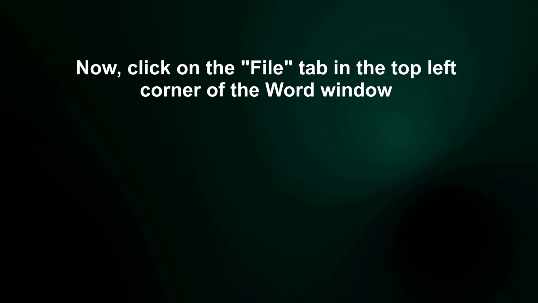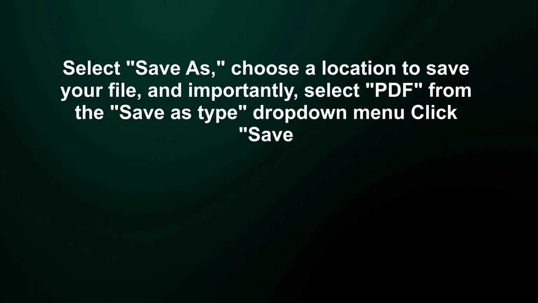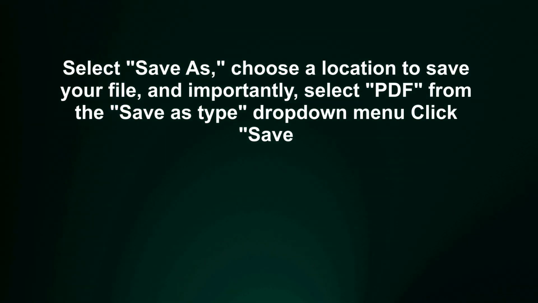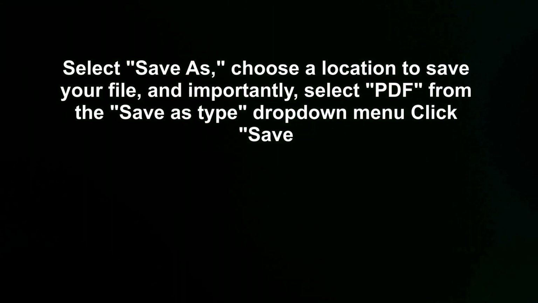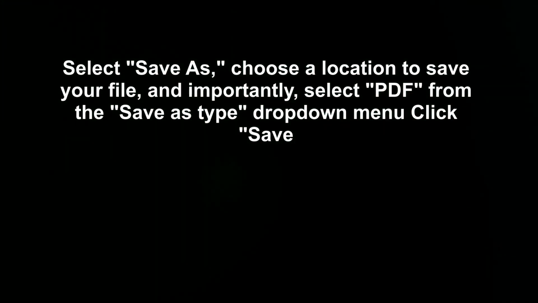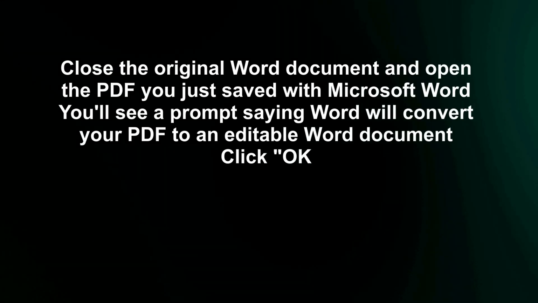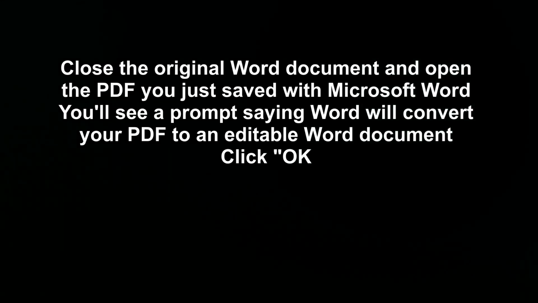Now, click on the File tab in the top left corner of the Word window. Select Save As. Choose a location to save your file, and importantly, select PDF from the Save As type drop-down menu. Click Save. Close the original Word document and open the PDF you just saved.